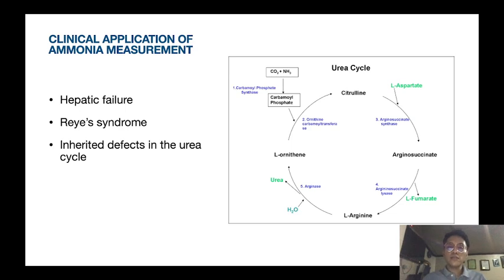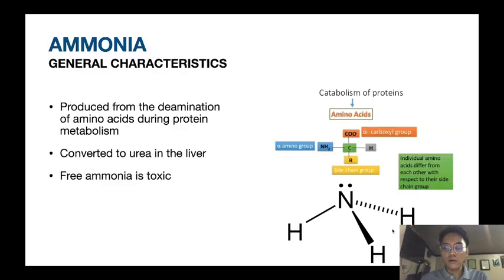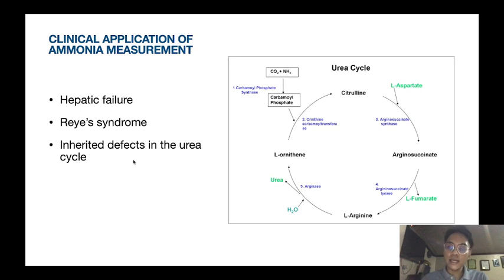So, why do we test for ammonia measurement? So ito, hepatic failure. Hepatic failure kasi 'di ba? When you have hepatic failure, ang ammonia mo, it cannot be converted to urea. So there will be increase in the ammonia. So when you have hepatic failure, there will be increase in the ammonia and decrease in the urea. Okay, so gets nyo dapat yan guys sa hepatic failure kasi doon siya ginaproduce sa liver. Okay? And then Reye's syndrome, so let's talk about that later. And then inherited defects in the urea cycle.